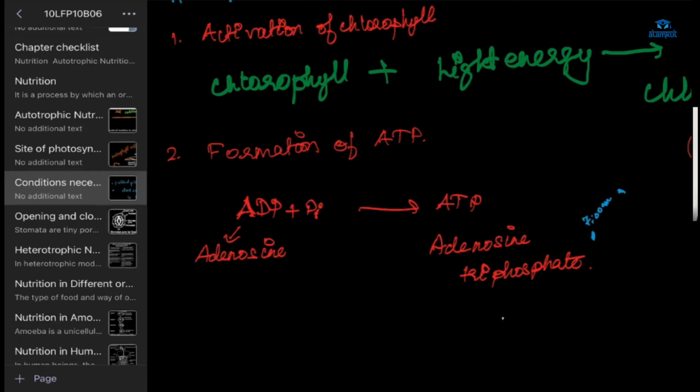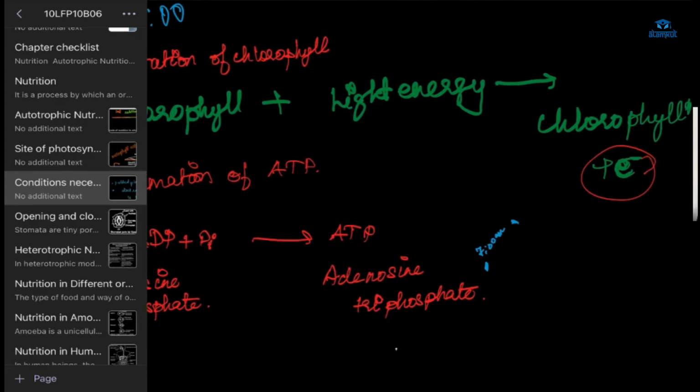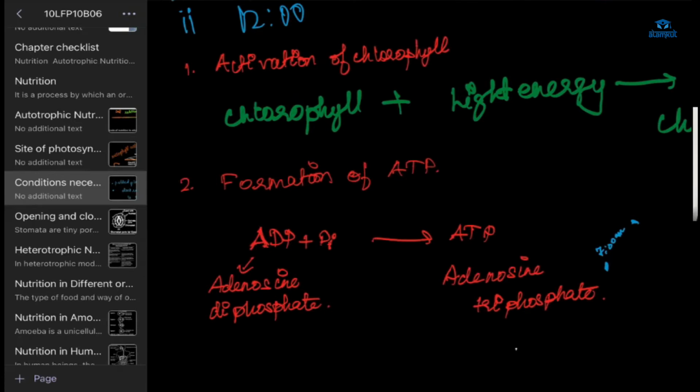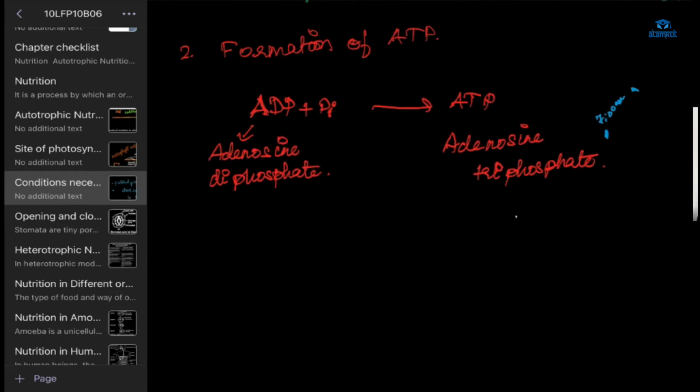What will it be? Navya, can you guess? Is it adenosine diphosphate? Yes, diphosphate. Good. So what happens? The chlorophyll is getting activated, energy is released. From that energy, what happens? The ADP is converted to ATP. ATP is rich in energy. Now next, what happens?